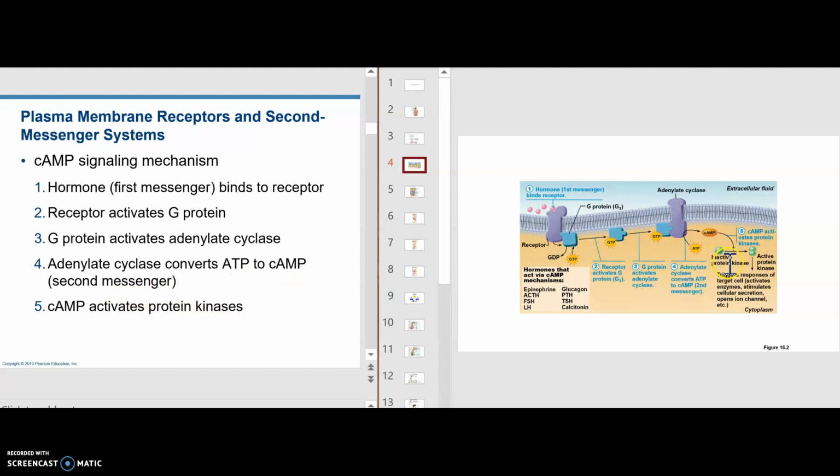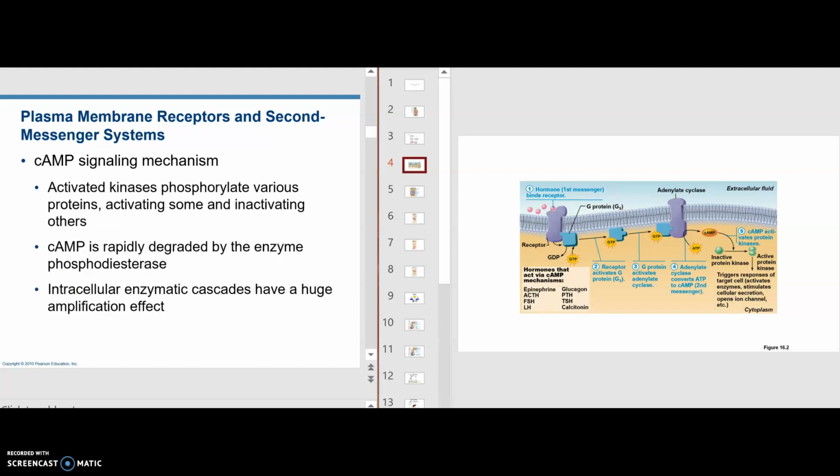Now, a protein kinase is an enzyme, this is a generic term, that causes energy to be transferred to another protein. So it takes the P off of ATP to energize another protein. So cyclic AMP activates protein kinases. The protein kinases then come in, and this triggers the response within the cell.